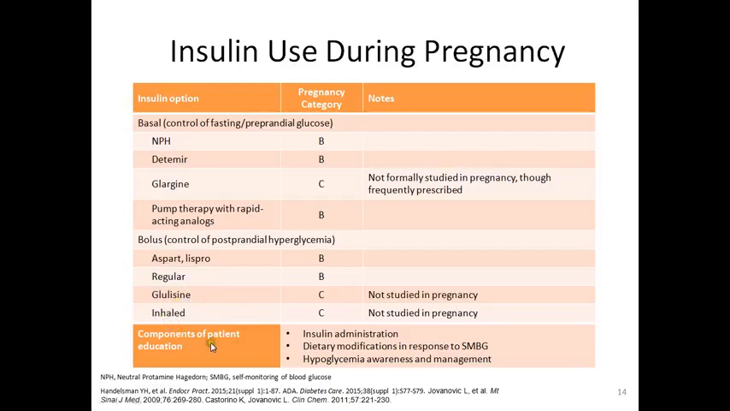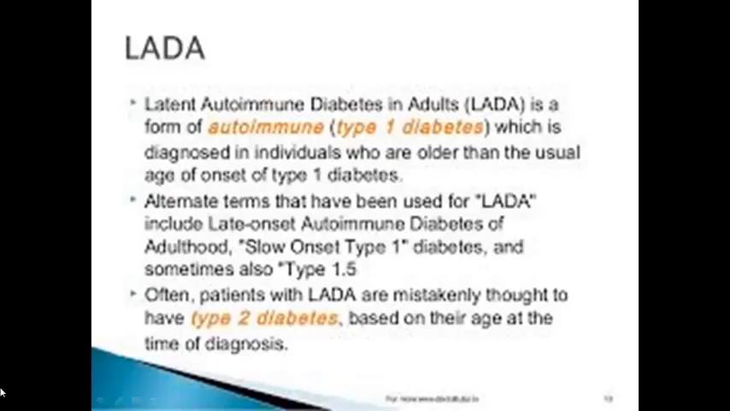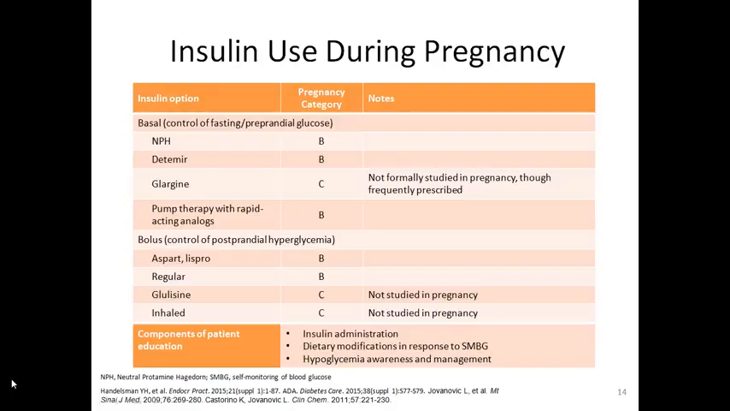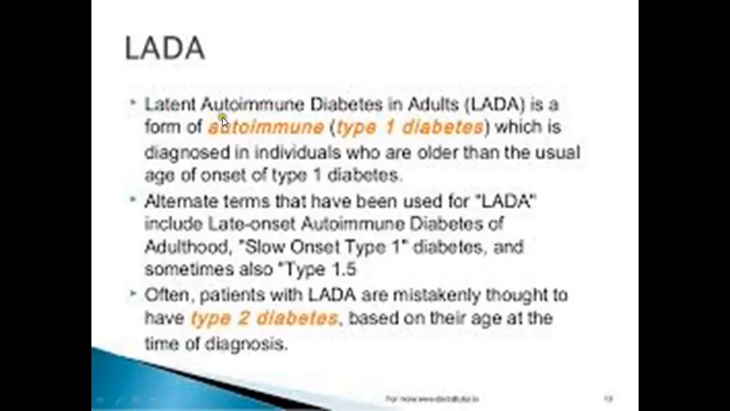Glulisine and inhaled and other newer forms, degludec, these are not recommended at the moment. There are no studies in pregnancy done yet, so it is either NPH or regular insulin. So after coming to GDM, we can move on to LADA. Latent autoimmune diabetes in adults is a form of type 1 diabetes, which is diagnosed in individuals who are older than the usual age of onset of type 1 diabetes.